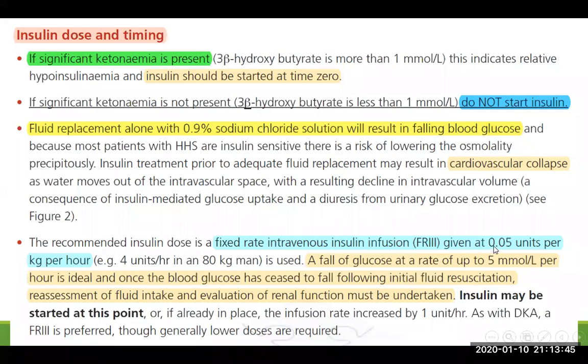The dose is 0.05 units per kilogram. A fall in glucose at a rate of up to 5 millimole per liter per hour is ideal, and once the blood glucose has ceased to fall following the initial fluid resuscitation, reassessment of fluid intake and evaluation of renal function must be undertaken.